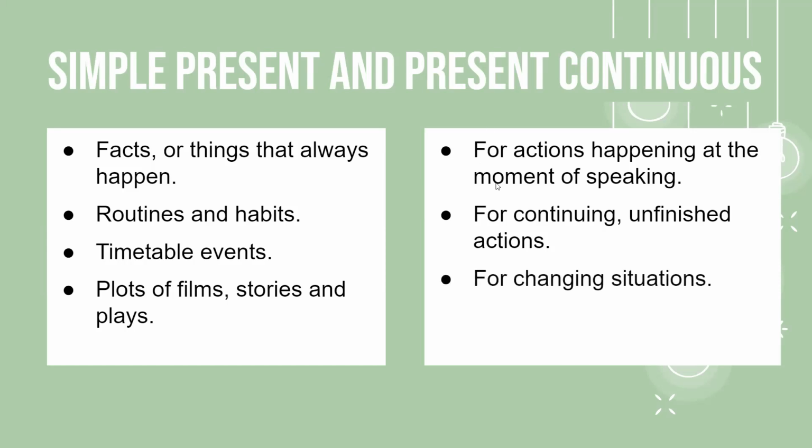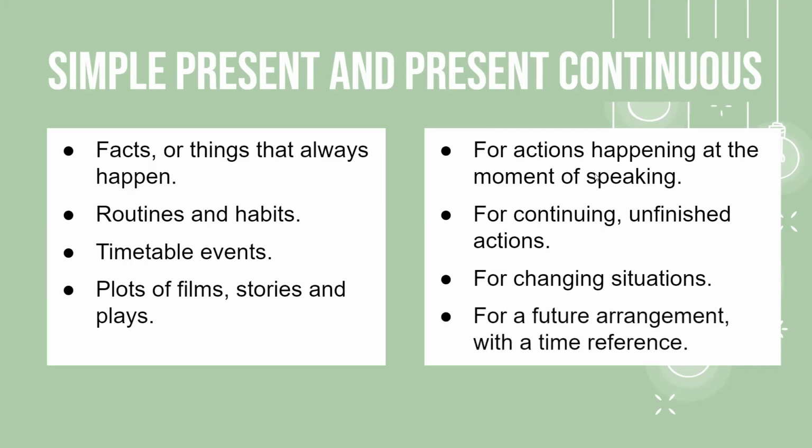For changing situations, like we have seen some changes throughout time and changes that are still happening, we can describe them with the present continuous as well. And for a future arrangement with a time reference, so we have seen this in unit, this is a review. By now, we have already taken a look at future expressions with present continuous as well. So you should be able to remember this too.